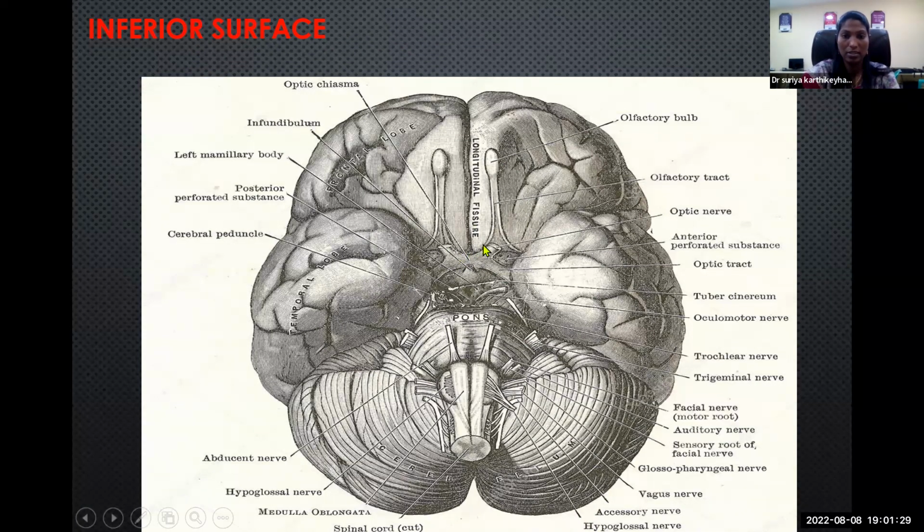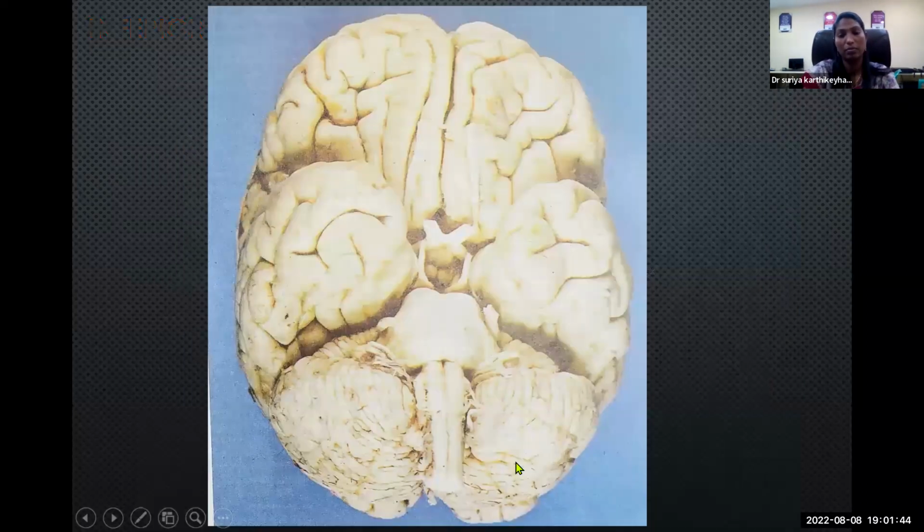And then here, what is this? It is the optic stalk. Optic stalk and then optic chiasma. The optic nerve, optic chiasma, and optic stalk you can make out. And then these are the anterior perforated substances. And these are all the cranial nerves. So again, this is the inferior view.